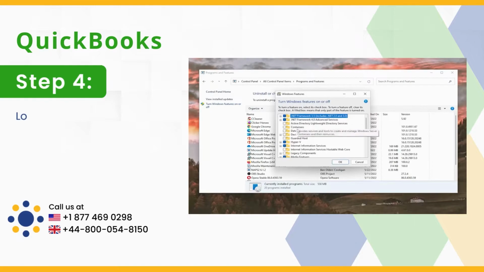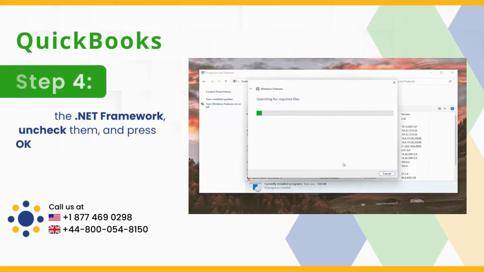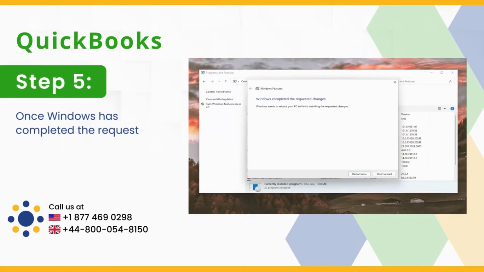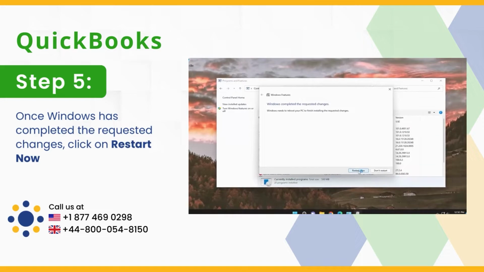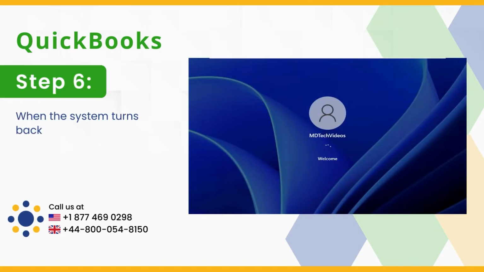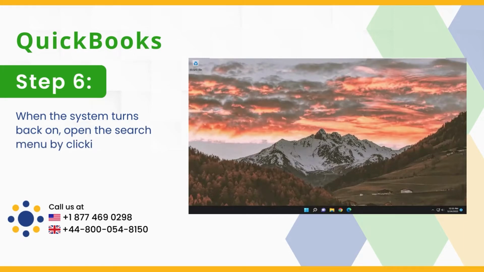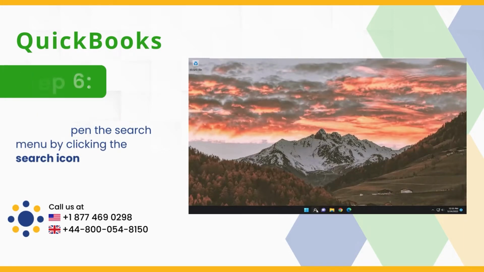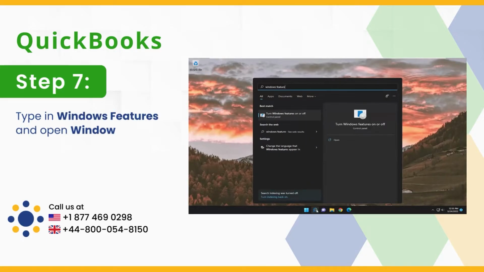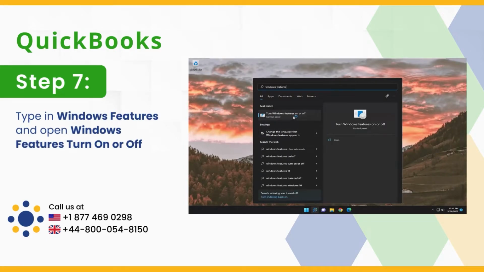Step 4, locate the .NET framework, uncheck them, and press OK. Step 5, once Windows has completed the requested changes, click on Restart Now. Step 6, when the system turns back on, open the search menu by clicking the search icon. Step 7, type in Windows Features and open Windows Features, turn on or off.